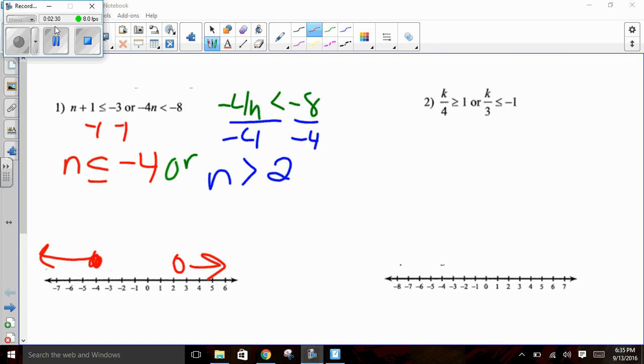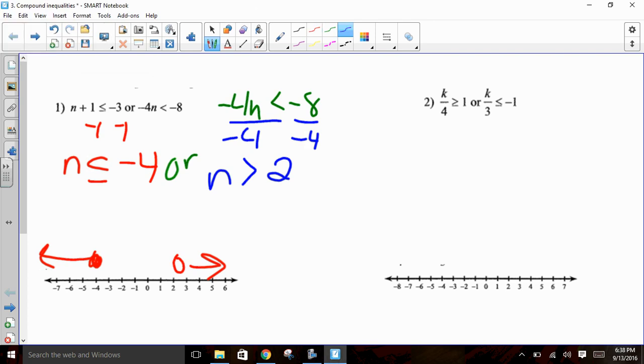Gotta pause, I got to go check my lunch. Sorry about that, guys. Made a little bit of a weird sound, so I wanted to go check that out, but we're all good. So let's get back to my compound inequalities.